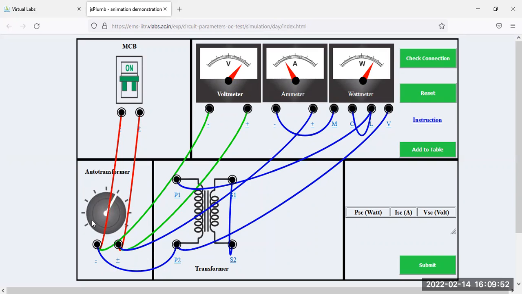Okay, and again follow the same thing here. That means whatever deflection is shown here on the voltmeter and ammeter, note down in the table form. That means the table is formed here: short circuit power, short circuit current, and short circuit voltage. Okay, so if you click on the add button, then you will get the data. I think okay. So this is your data for the short circuit test. And just submit, then it will be all done. Okay, so we stop here. In the next class, we will discuss everything.